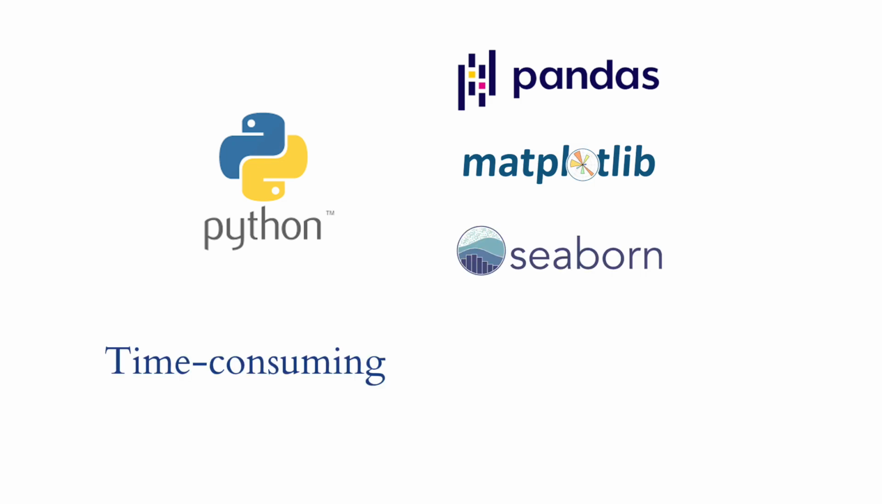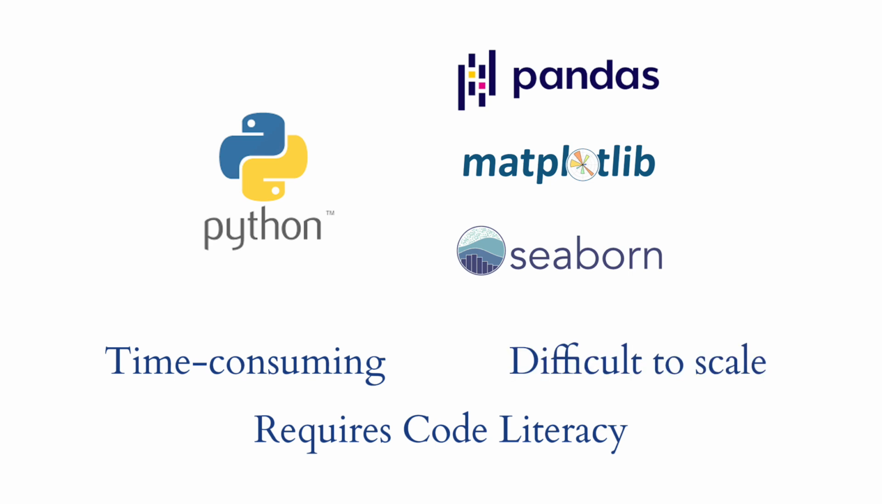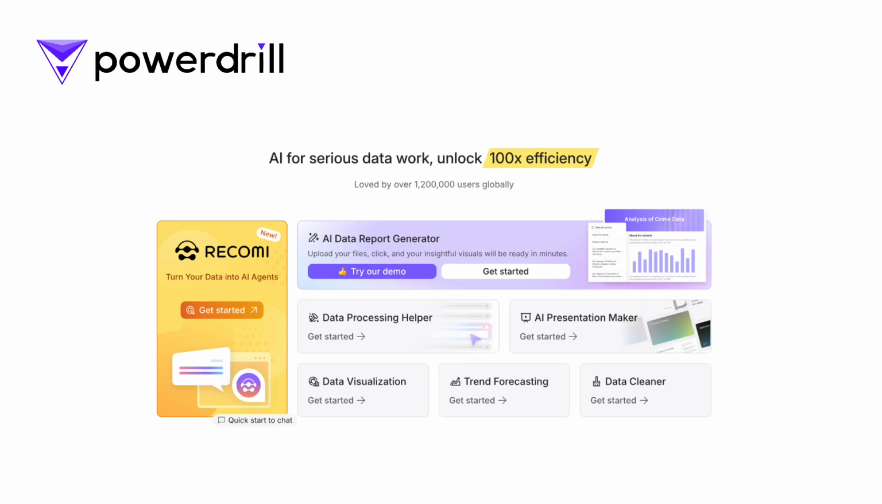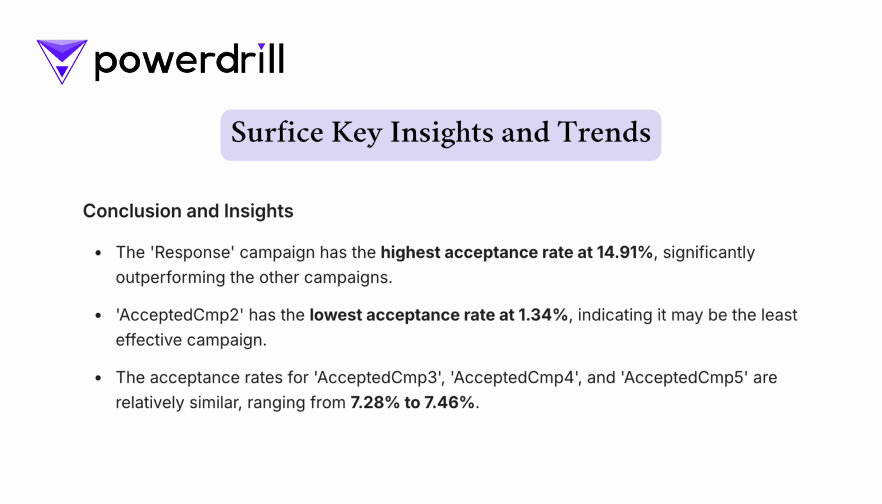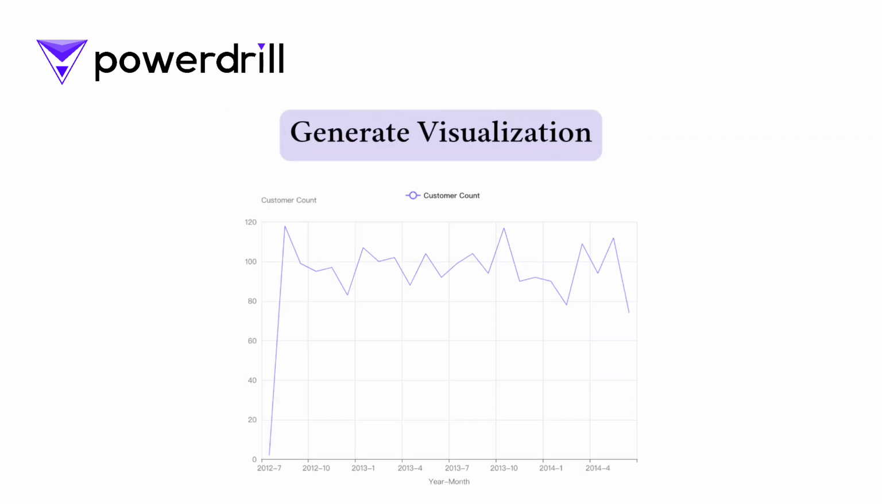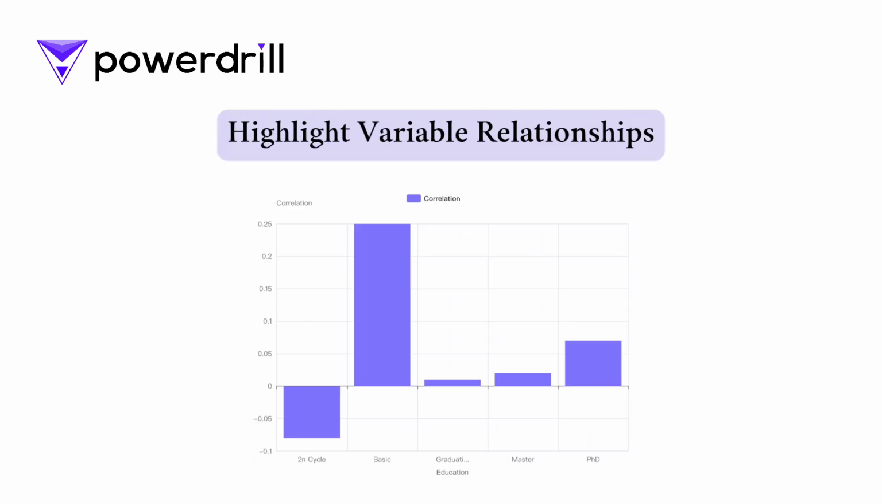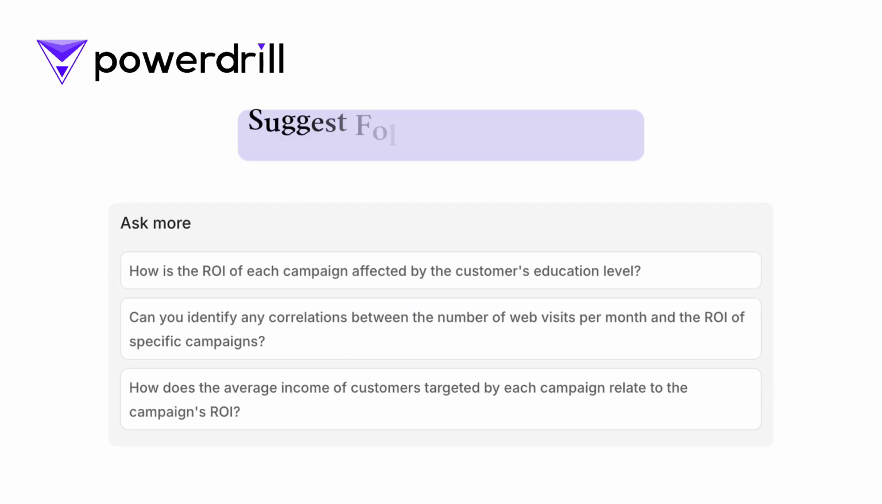But it's time-consuming, requires code literacy, and becomes difficult to scale with large or messy datasets. This is where AI-powered tools like PowerDrill come in. PowerDrill can automatically summarize dataset structure, surface key insights and trends, generate relevant visualizations, highlight outliers and variable relationships, and even suggest follow-up questions or hypotheses.